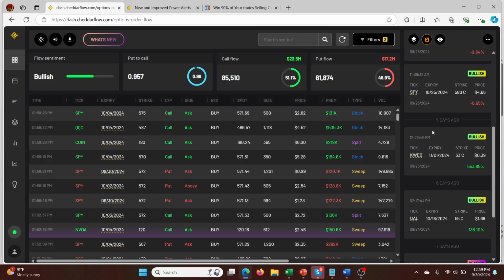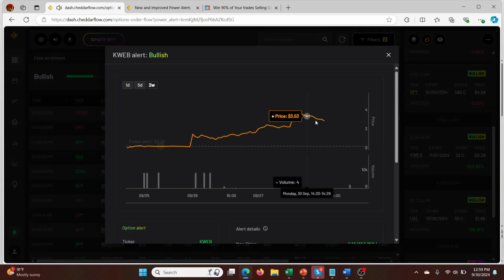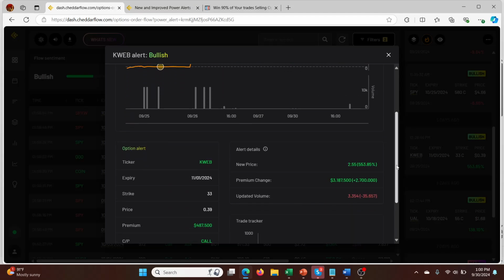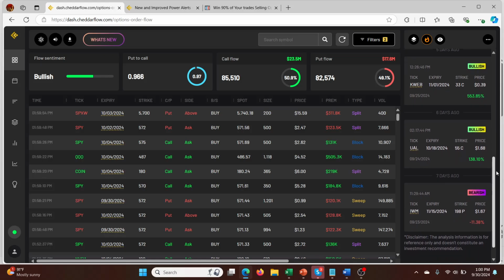KWAB here 5 days ago. You can see these were the 33 calls expiring tomorrow, and they're up 553%, which is pretty amazing. Now, there is no track record for these because, again, it seems like they want to have these be like an extra support to your strategy, not a standalone strategy, which is a bit misleading given that they call them power alerts, and people are signing up to buy and sell on alerts, which is typical in this industry. But you can see this one moved really nicely, and scrolling through the different sort of alerts here, you can see that a lot of them have done pretty well.